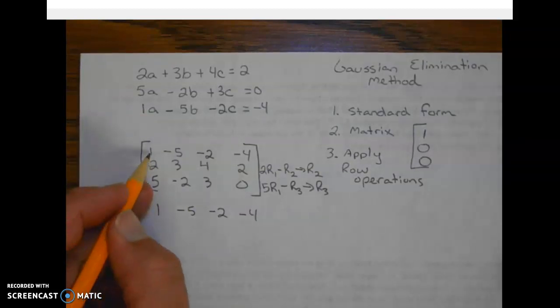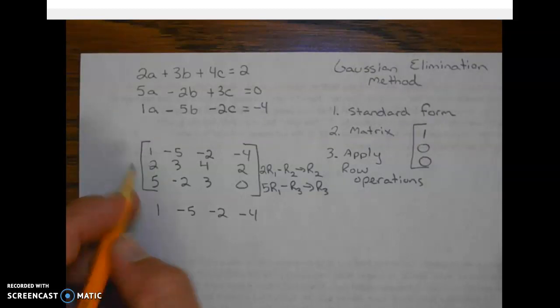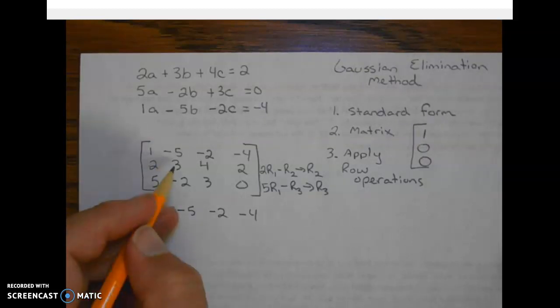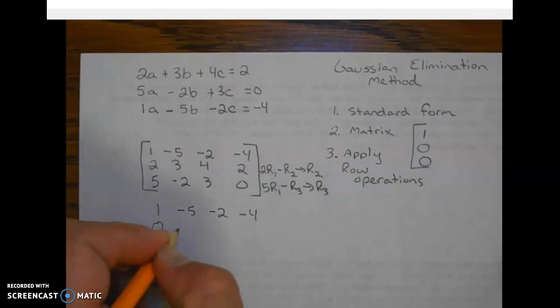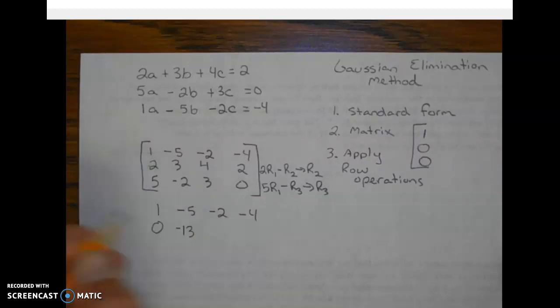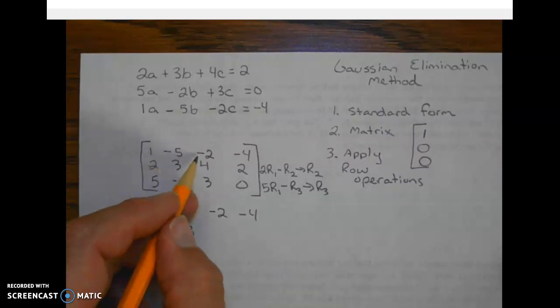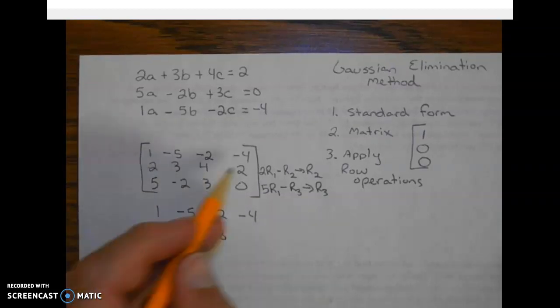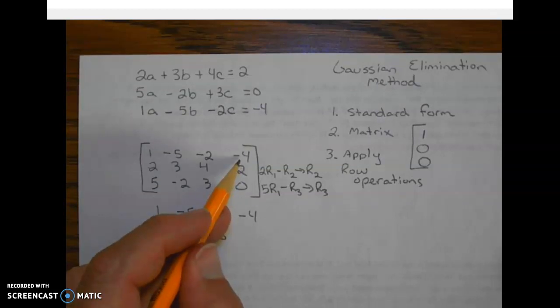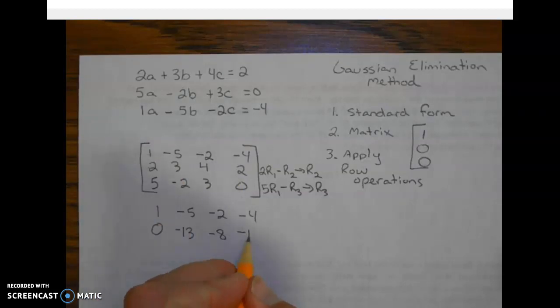So 2 times 1 is 2, minus 2 is 0. 2 times -5 is -10. -10 minus 3 is -13. 2 times -2 is -4. -4 minus 4 is -8. 2 times -4 is -8. -8 minus 2 is -10.